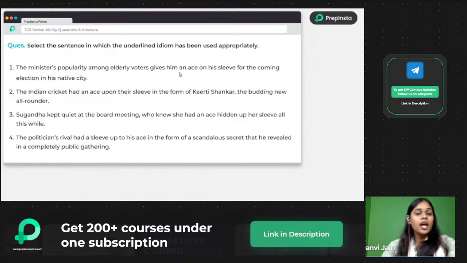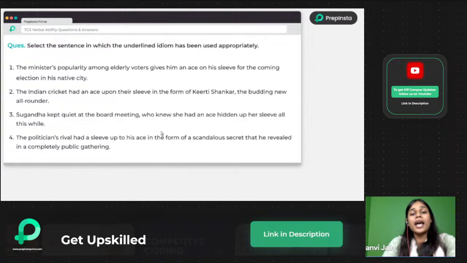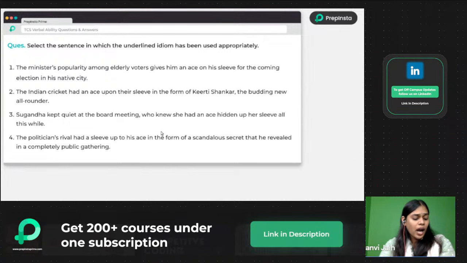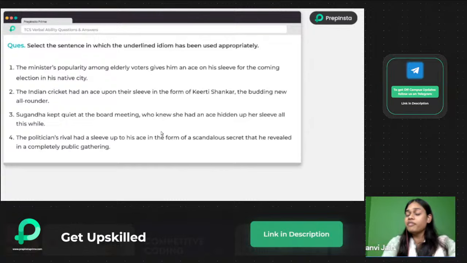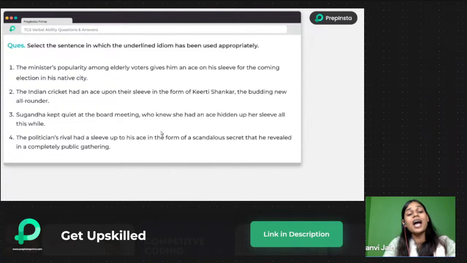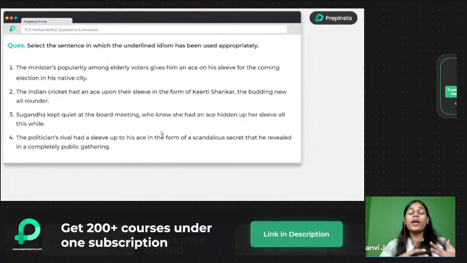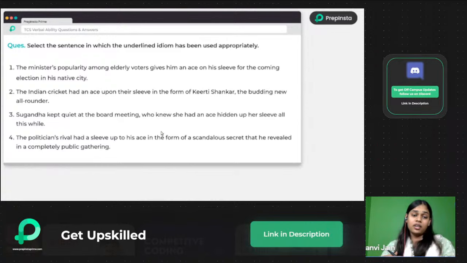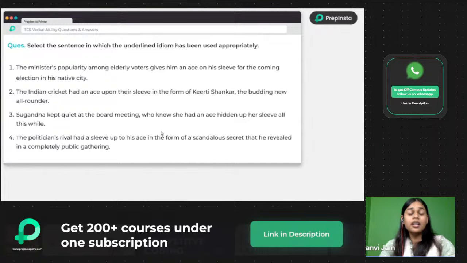Now, according to the sentences right in front of us, the minister's popularity among elderly voters gives him an ace on it. Now, popularity is not a secret. Popularity is the mass, the population. So we're not going to use the first sentence as the correct answer. The second says the Indian cricket had an ace upon their sleeve. Now, here, the Indian cricket team had an ace upon the sleeve. That means they had a secret player, who was in the form of Kirti Shankar. So whenever there might be a chance that they're losing the match, they would send Kirti Shankar, who is an all-rounder, and get the match won, right? So the Indian cricket team had a secret player.